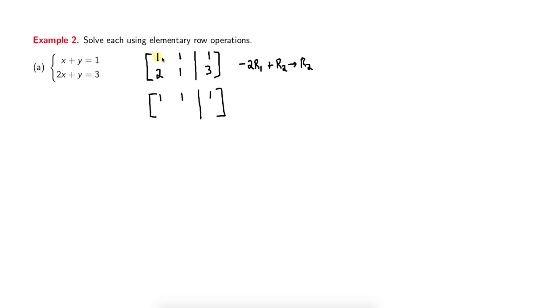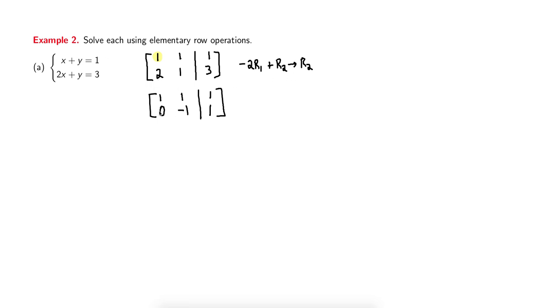So negative 2 times 1 is negative 2, plus 2 is 0. Negative 2 times 1 is negative 2. Negative 2 plus 1 is negative 1. And negative 2 times 1 is negative 2. Negative 2 plus 3 is 1. So notice we have a new row number 2.